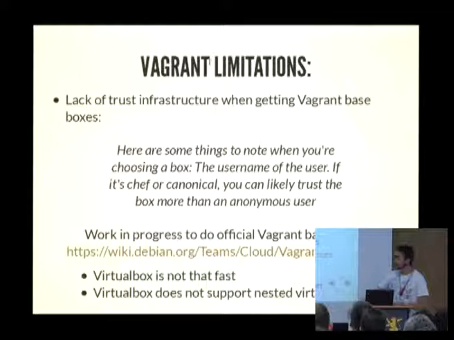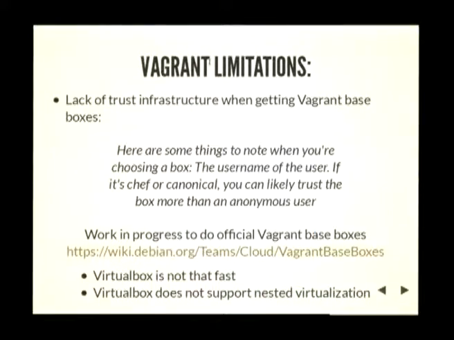Vagrant has, unfortunately, some limitations that we're going to see now. First of all, there is a question of trust for the Vagrant base boxes that you download from the internet, from Vagrant Cloud. I'm going to read a quote from the Vagrant Cloud authors: here are some things to note when you're choosing a box. The username of the user: if it's Chef or Canonical, you can likely trust the box more than one from an anonymous user. So basically, I created on Vagrant Cloud an account called Debian, but everybody could have done this. There is no kind of signature, there is no kind of validation, but there is work in progress to do official base boxes for Vagrant. Ubuntu is doing that already, and we have at the moment in Vagrant Cloud vanilla Debian base boxes, but they're not official yet because they're not part of the Debian infrastructure.